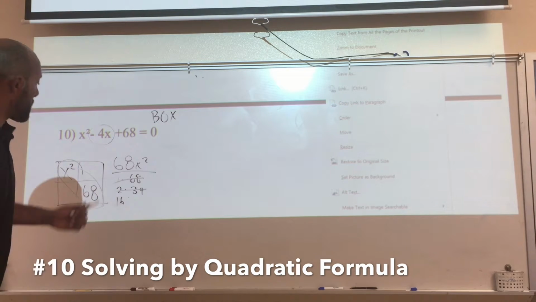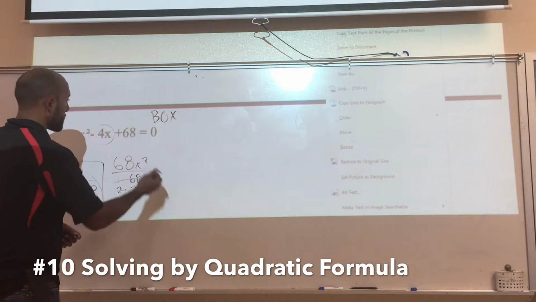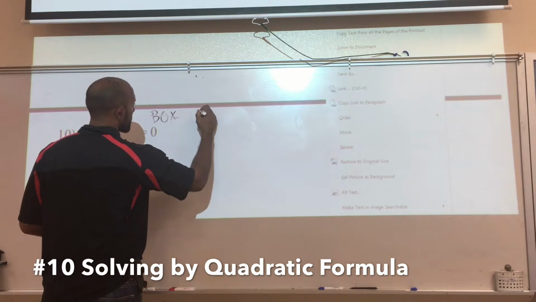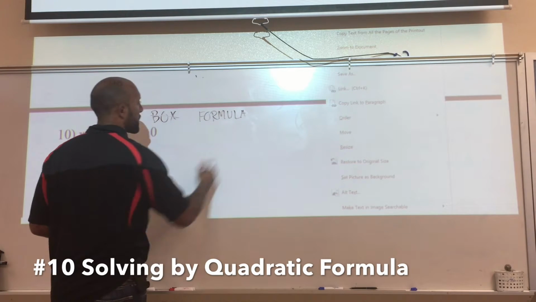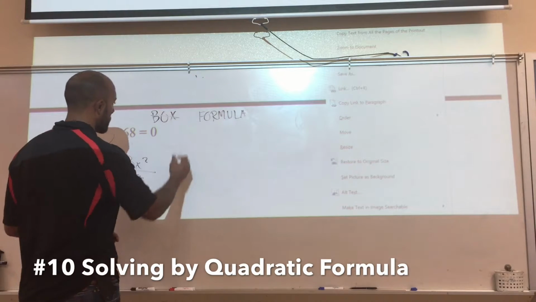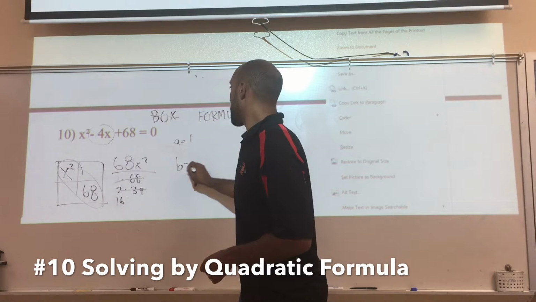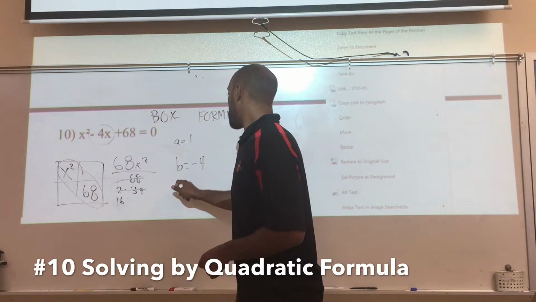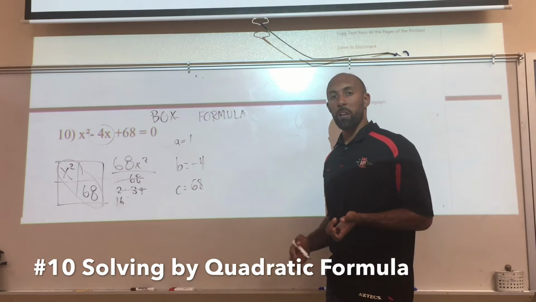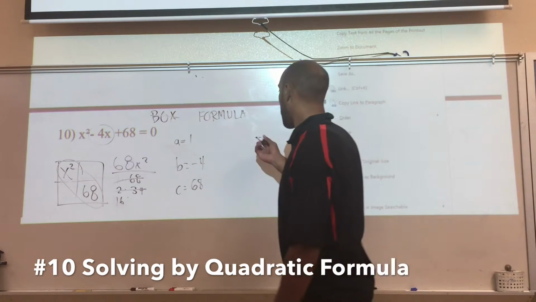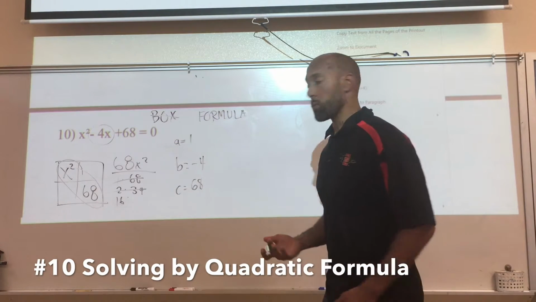So here's the thing. If this is giving you a lot of trouble, then maybe we need to use a different method. So let's go to not the box, but let's do the formula. Let's set that up. We did it on the first page, let's do it one more time. Our a is going to be 1, our b is going to be negative 4, and our c is going to be 68. And again, if you're having trouble with one method, try a different one. Try the formula. I don't want you to get stuck on one method if you can do another method quickly or get it started faster.